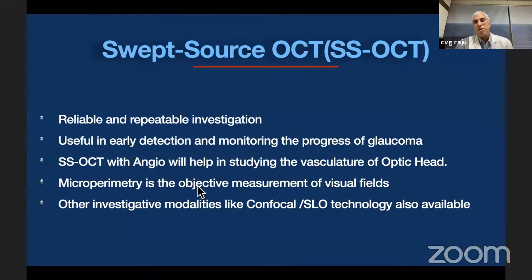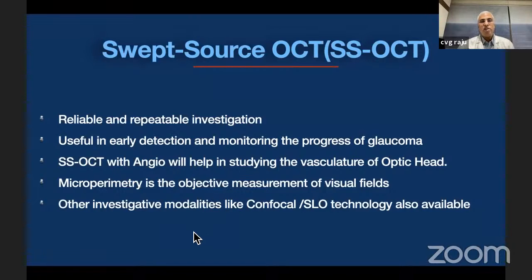I want to first tell you about the initial basics, and then there are two more additional options we can use with the OCT imaging. Instead of the functional fields or the subjective fields, we have the objective analysis of the visual fields, also in the microperimetry.